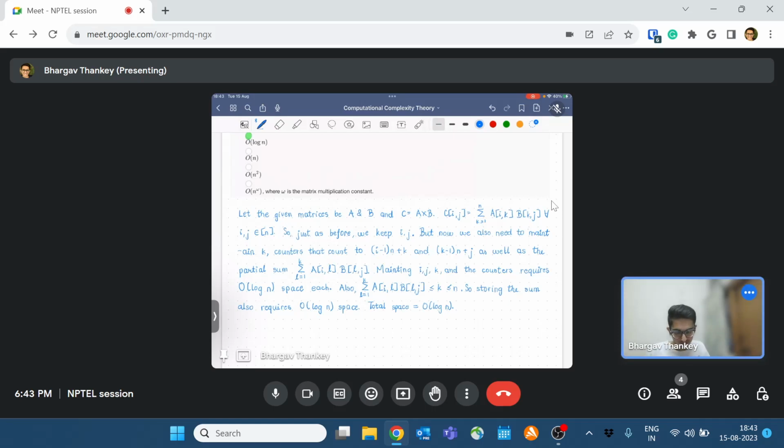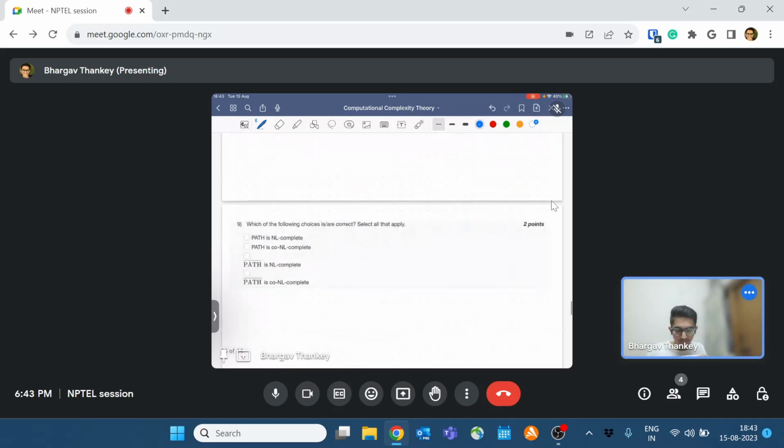Yeah. So now let's look at the next problem. The next problem is: which of the following choices is or are correct? Select all that apply. Path is NL complete, path is co-NL complete, path complement is NL complete, and path complement is co-NL complete. So which of these are correct?